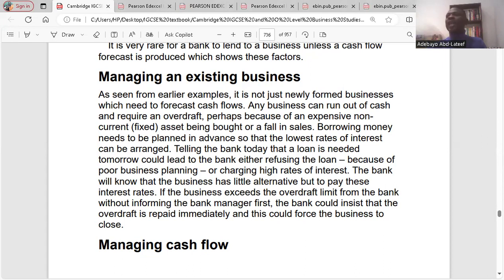Or they charge you high interest, which they know you don't have any other choice than to pay. So they want to discourage you from taking it. That's why they're going to give a high rate of interest. So whatever the case might be, going for an impromptu credit facility shows that you are not stable. You don't have a plan. That is the point. You get the point there? So that's why you need, as an existing business, to also make a cash forecast.